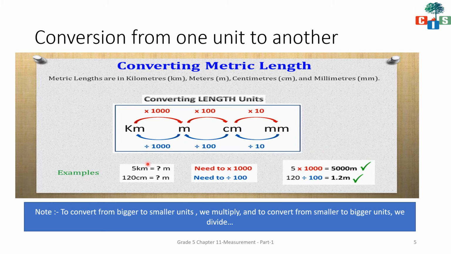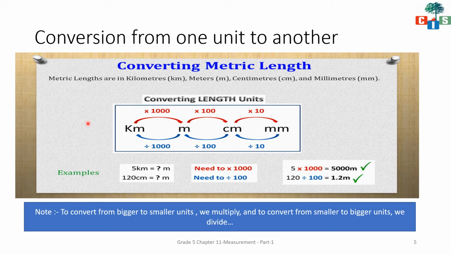For example, here we have 5 kilometer. Now we have to convert it into meter. Here we have to move to its right, so we need to multiply with 1000. When I multiply 5 with 1000, I will get 5000 meter.